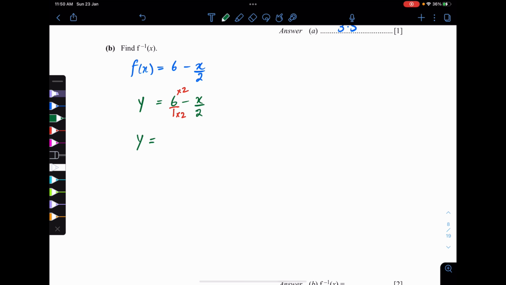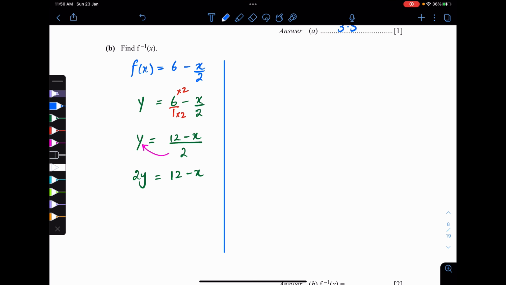y is equal to 12 minus x over 2. And now it's perfectly okay to cross multiply this 2 over here. 2y is equal to 12 minus x. Now, we're trying to make x subject, remember. While we're making something subject, I've repeatedly said that we want to keep that term on the positive side. So, bring x to the positive side and now make x the subject. Now, x is equal to 12 minus 2y.